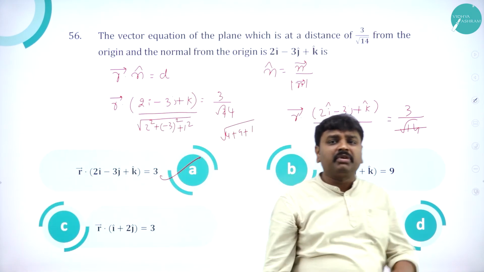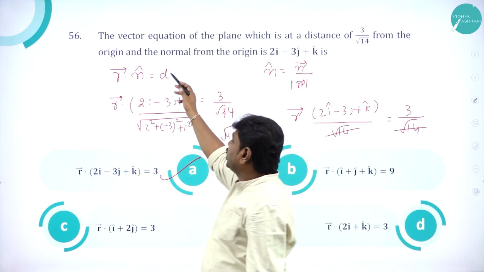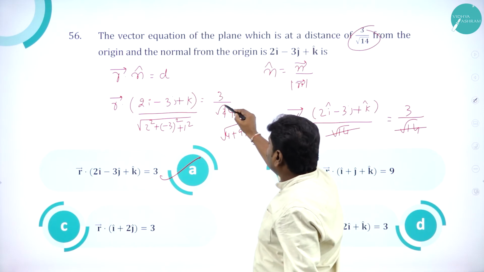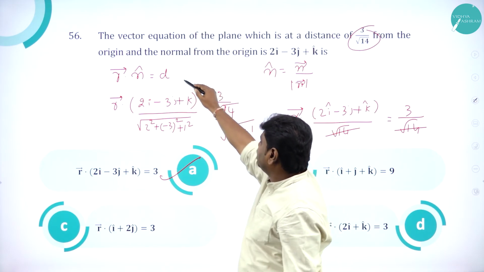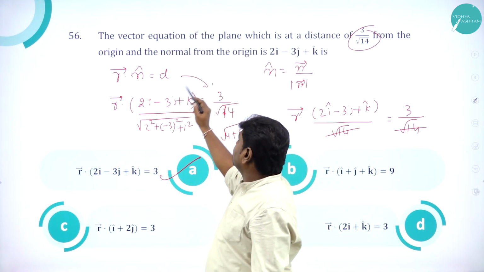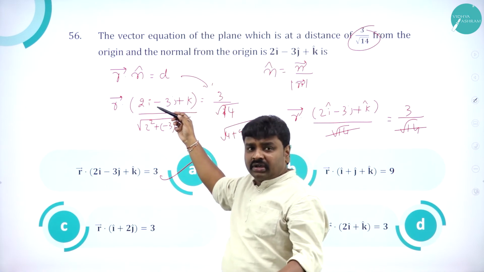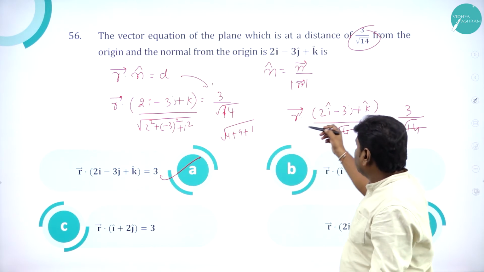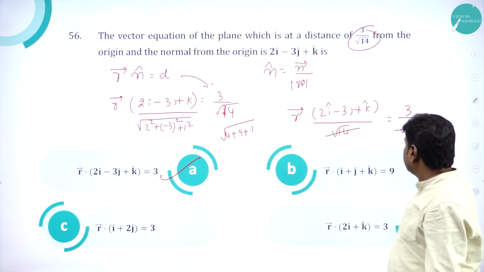I am just using the normal form of the plane. What is the normal form of the plane? r dot n cap is equal to d. What is d? The distance of the plane from the origin. That is given as 3 by root 14, and I wrote it in the place of d. Then n cap: they gave the normal, and n cap means n divided by the magnitude of n. So that's what I have done. You know how to find the magnitude; I will get root 14 here, and here also root 14 is there.